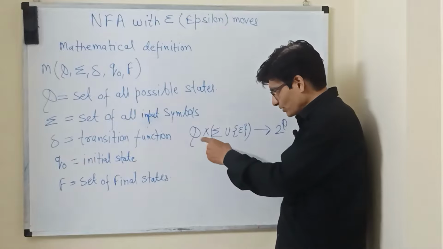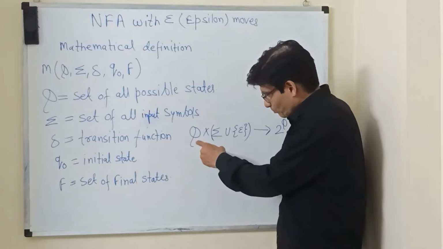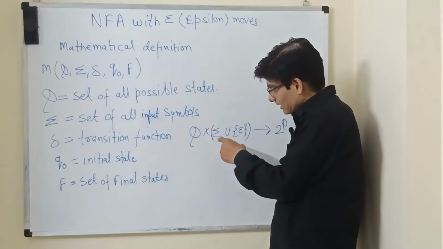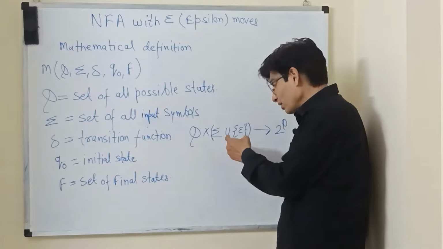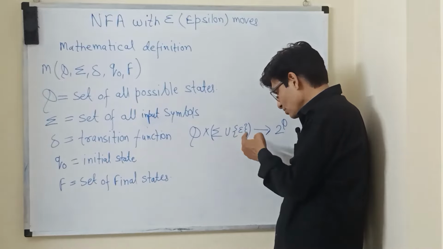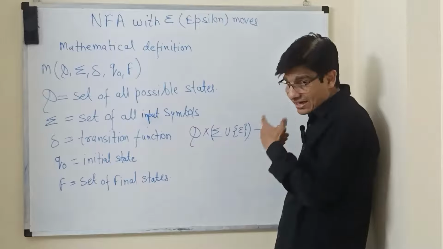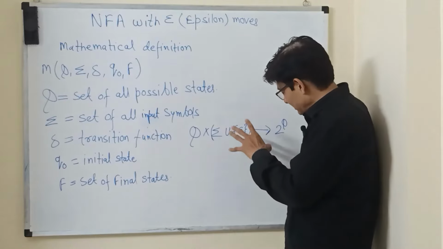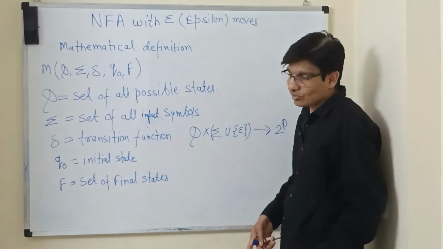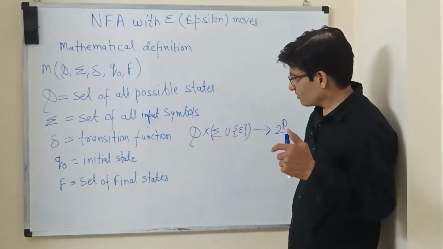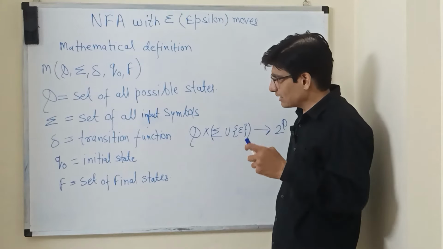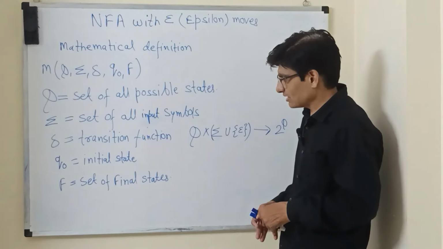You can see here we are seeing the present state of the machine, and then we are seeing the current symbol, or we are having epsilon there, and with the help of this epsilon transition we are moving to any subset of Q. So that is the transition function of an NFA with the epsilon move. Now, friends, we will see one example of an NFA with epsilon move, and then you can understand it well.